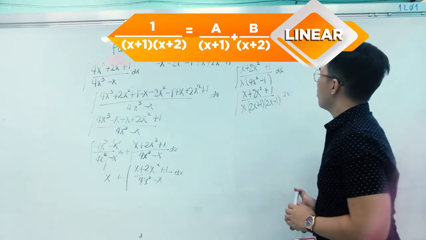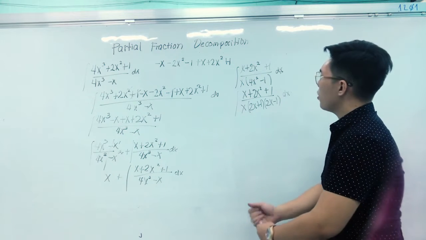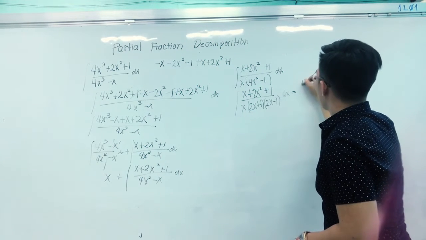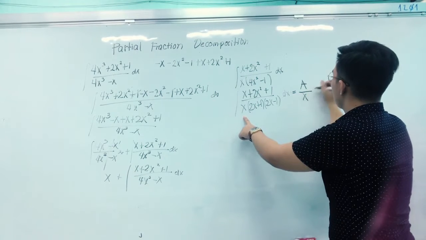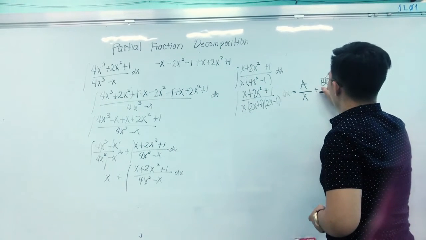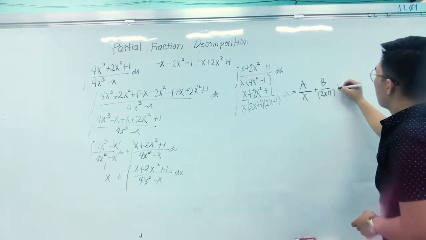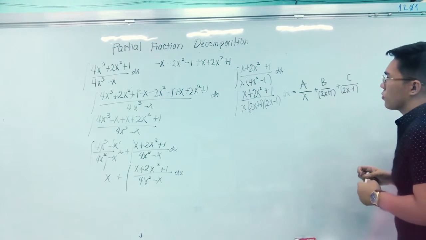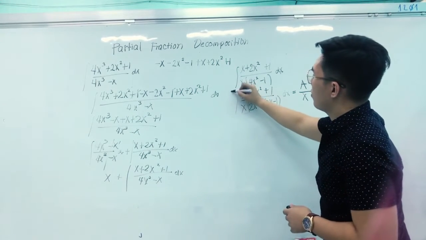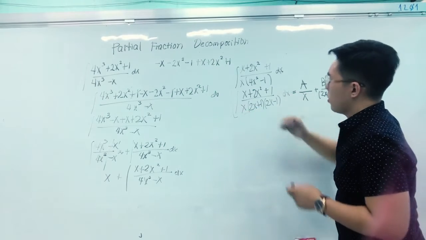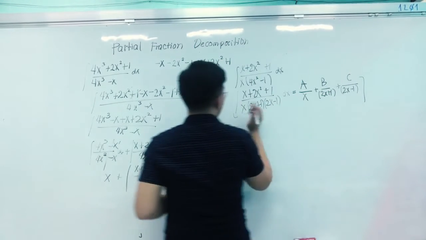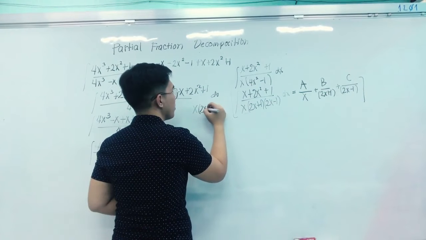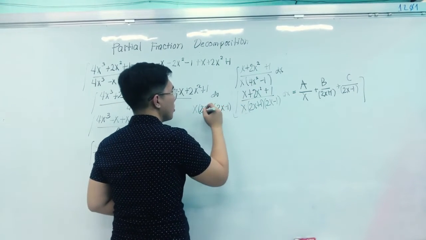So now we will apply the formula from earlier in the video, where the formula of a linear function is equal to constant a over x plus constant b over 2x plus 1 plus constant c over 2x minus 1. So if you try to multiply both sides of the equation by this, we cancel out this part, the left side of our equation. So multiplying both sides by x times 2x plus 1 times 2x minus 1, this part will cancel out.